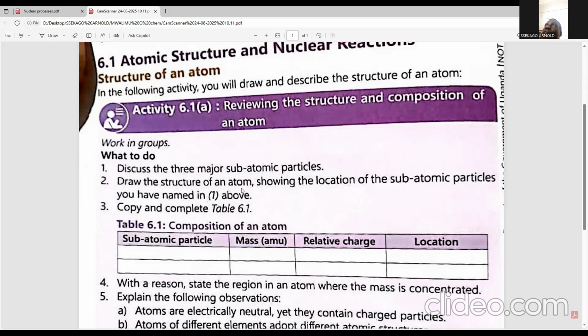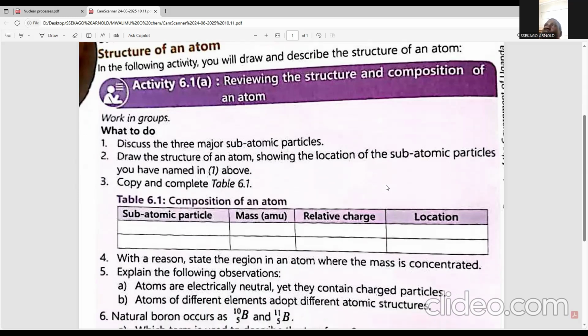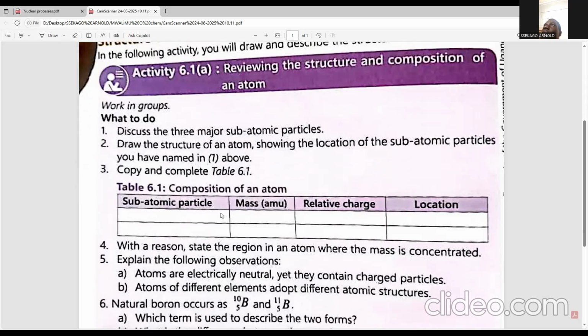Draw the structure of an atom showing the location of the subatomic particles which you have named. That one is also easy. We have explored it in the previous presentation. You will copy and complete this table. For this table, you will give a subatomic particle which you'll have named. For example, if the subatomic particle is Kalema-Bryan, you give the mass of Kalema-Bryan, you give the relative charge of Kalema-Bryan, you give the location of Kalema-Bryan.